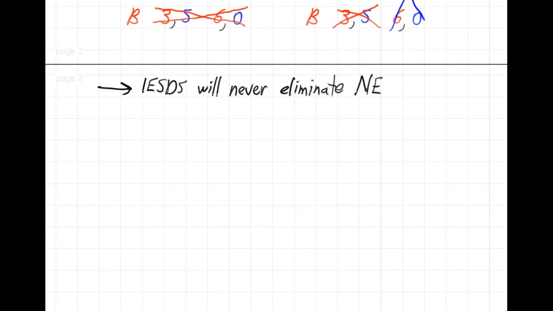Let's look at the corresponding procedure for weakly dominated strategies. So let's say we were trying to use a tool, let's call it IEWDS, which would be iterated elimination of weakly dominated strategies.